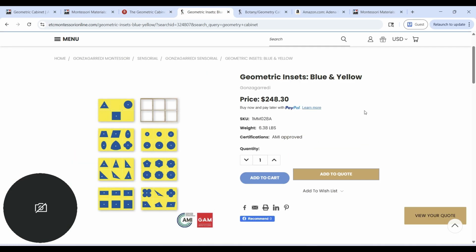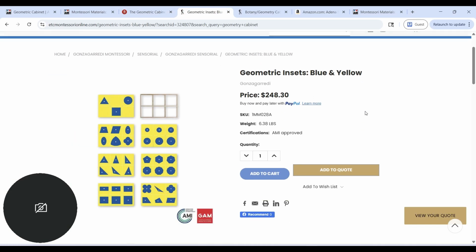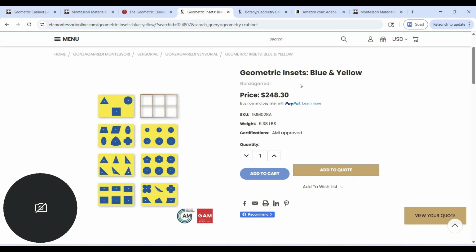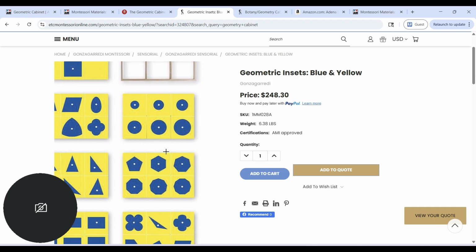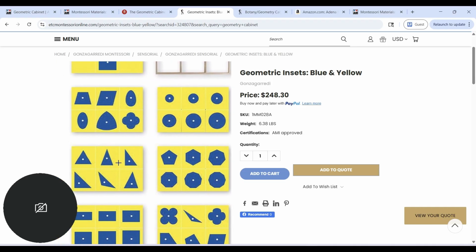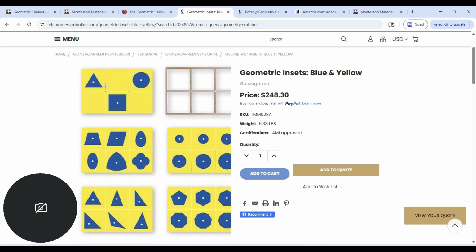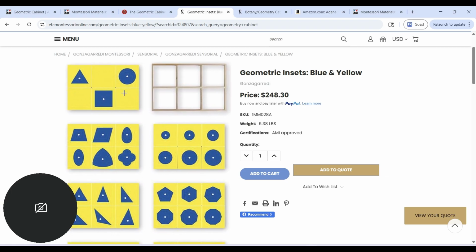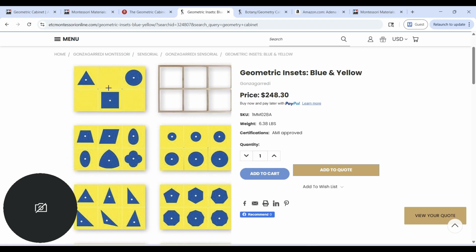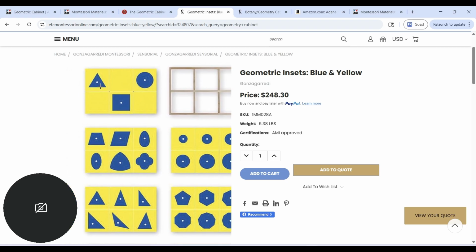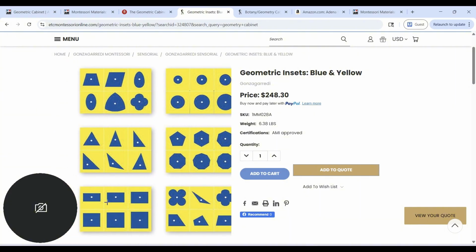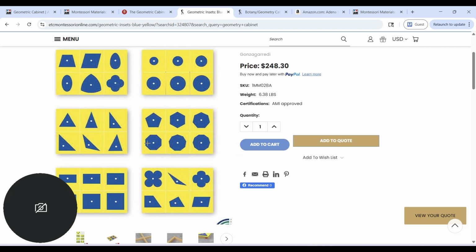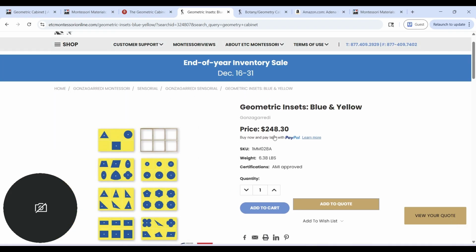This is ETC Montessori, and they have the geometric insets. This is not the full cabinet. This is just the insets that you can buy to fill the cabinet purchased separately. This right here is the demonstration tray, which is the first introductory lesson you would give to a preschooler. This has just the triangle, the circle, and the square. And then these are the other 6 drawers with 35 shapes. The price for just the insets here is $248.